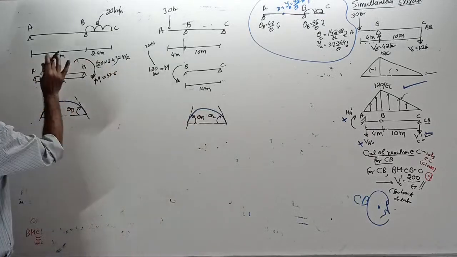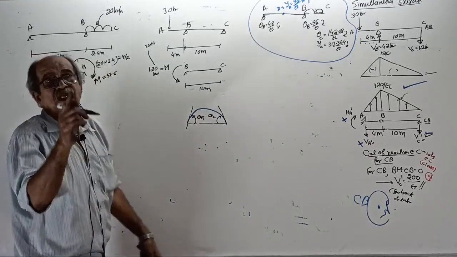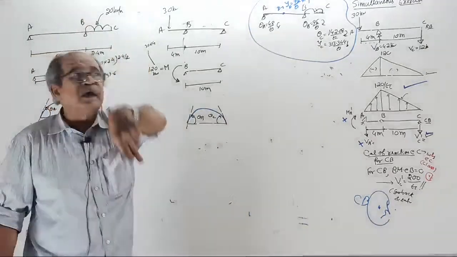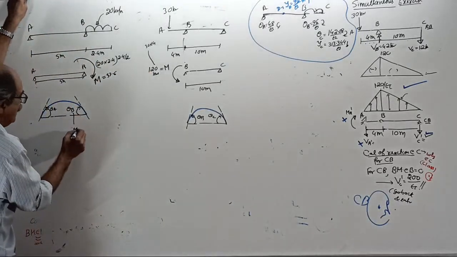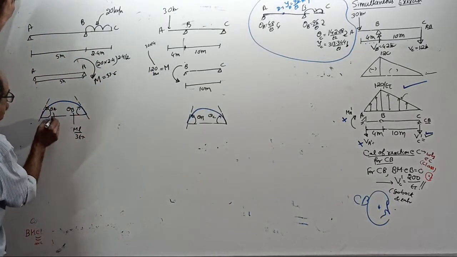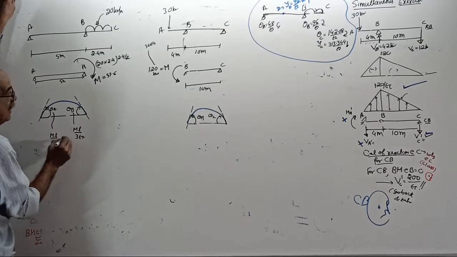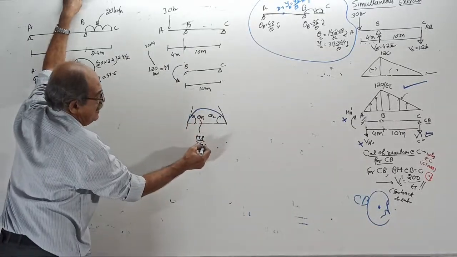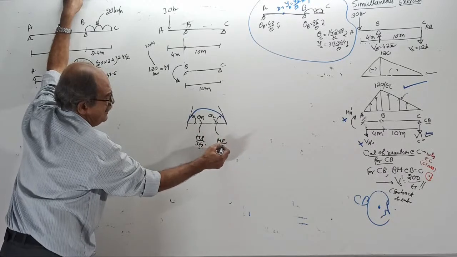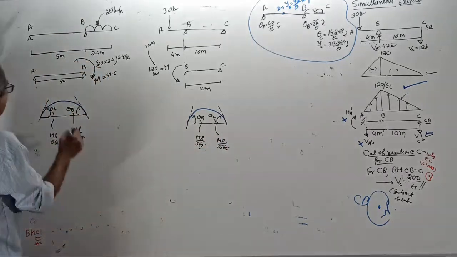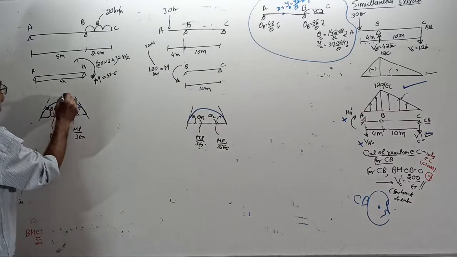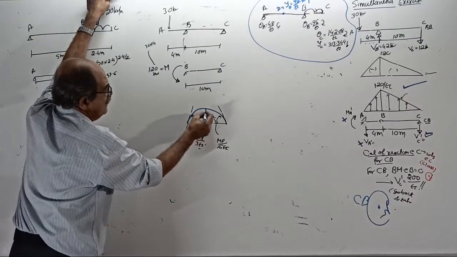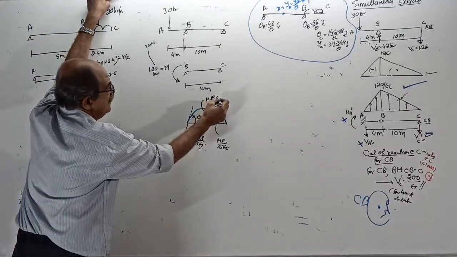Now you know that for a simply supported beam, if we apply a couple M at one of the supports, the slope at the support where the couple is applied is ML by 3 EI. The other slope is ML by 6 EI. Do you remember it? And the deflection at center is ML square by 16 EI.